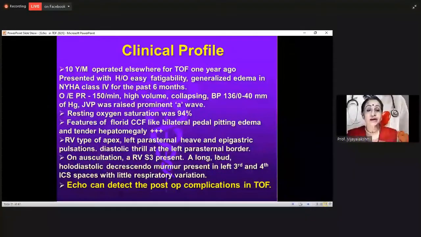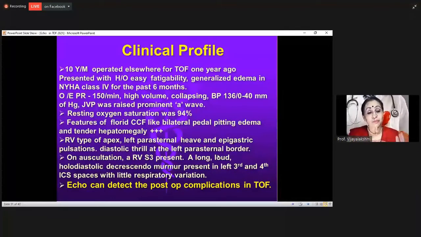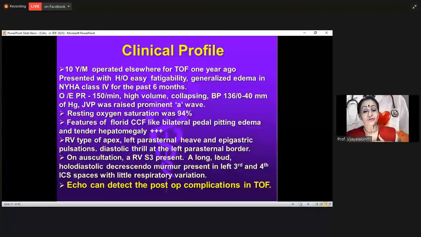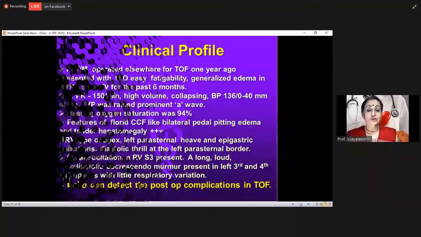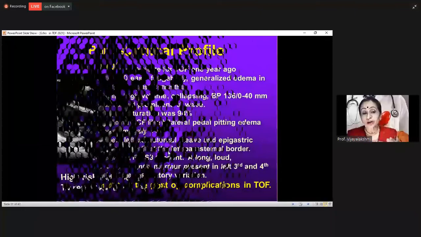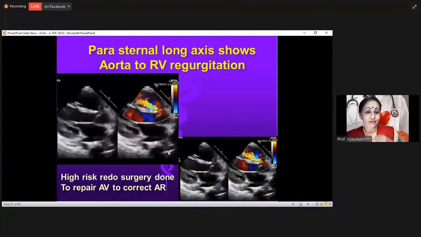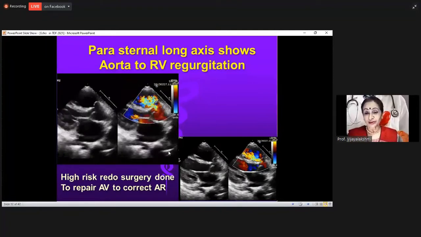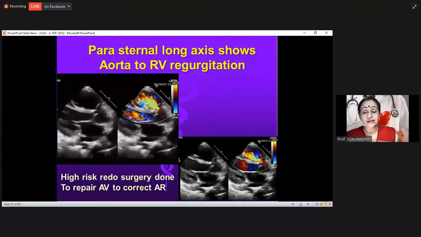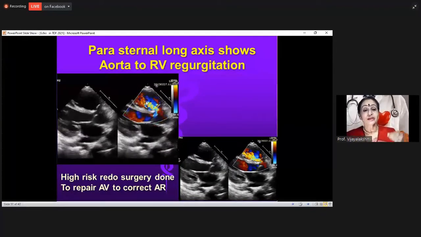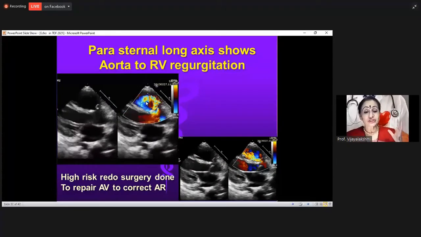Now, a clinical profile of a 10-year-old referred from West Bengal. This patient presented with congestive cardiac failure, and the features of florid congestive cardiac failure made me really wonder what must have gone wrong in this post-operative case. When I did the echo, I was shocked to see that normally, post-operatively, if there is any damage to the aortic valve, the regurgitation is into the left ventricle. But here the aortic regurgitation was occurring into the right ventricle. That is the reason the RV pressure was so high and the child had developed florid congestive cardiac failure.